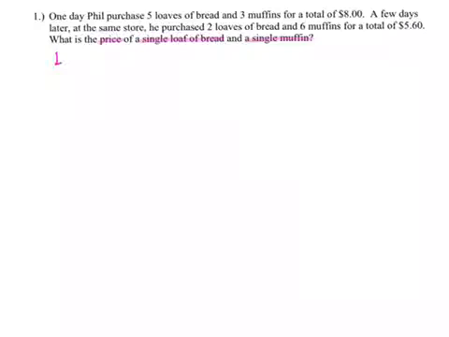So in this case, we are looking for the price of a single loaf of bread, so let X be the price of bread. And then Y, I'm going to make Y be the price of a muffin. Because remember, X and Y are variables, and we don't know what the price of the bread and the muffin is. So I'm going to make those variables so I can solve for them.